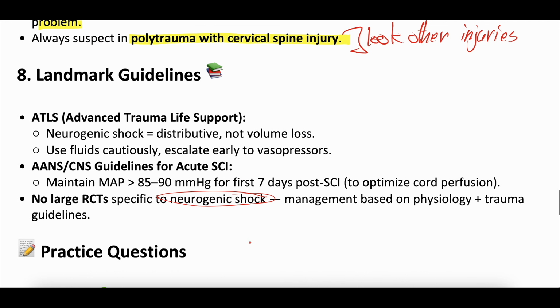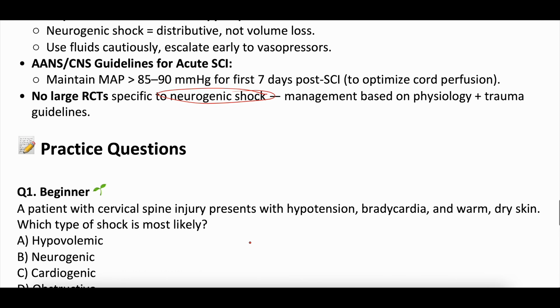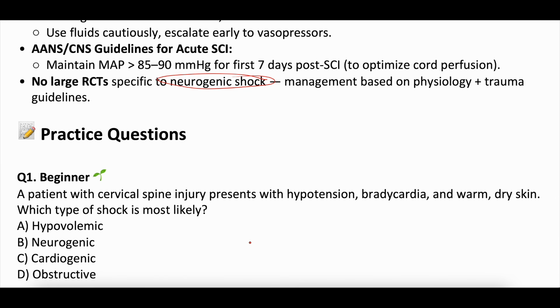All right, into practice questions, and then we will be done with this episode. For those of you who have not done practice questions with us, the way we do it is we have a beginner, intermediate, and advanced level question. We'll read the question stem and the answers, and then we'll go right into the right answer.